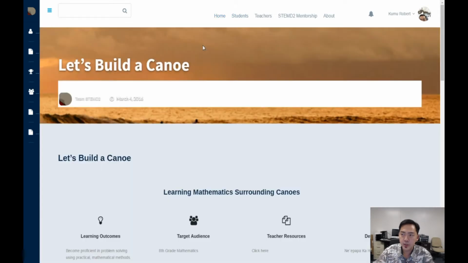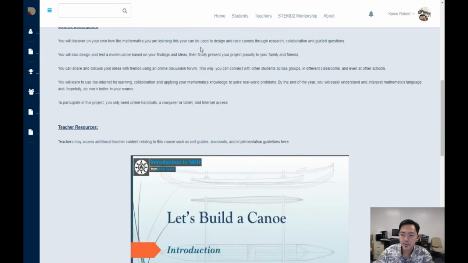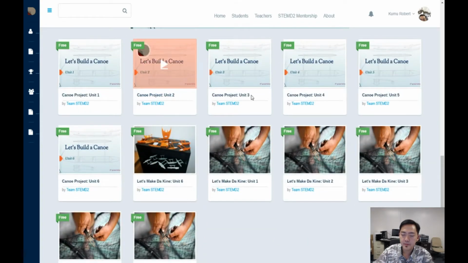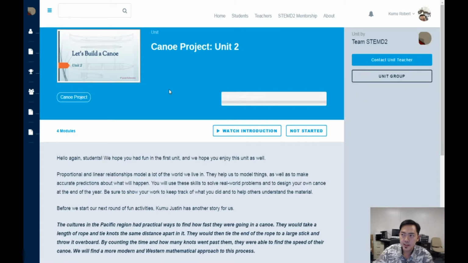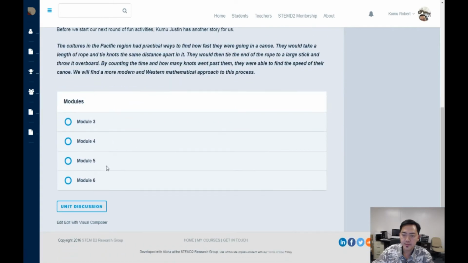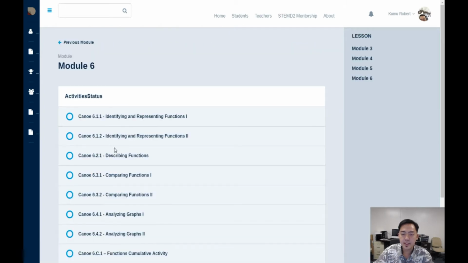Now we're going to go down to Unit 2, because Module 6 is in Unit 2 of the Go Math book. Let's go down to Module 6. Here are the list of activities for Module 6, which is about functions. The first activity we'll be looking at is Canoe 6.1.1. This is the first activity that corresponds with Lesson 6.1 in the Go Math book.